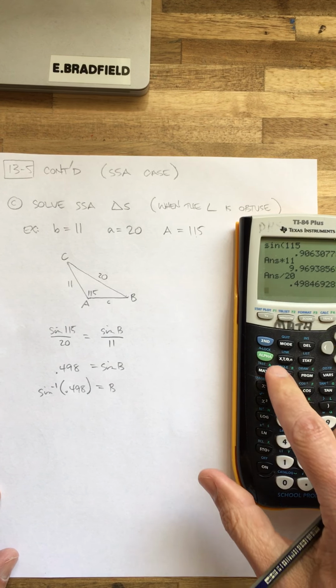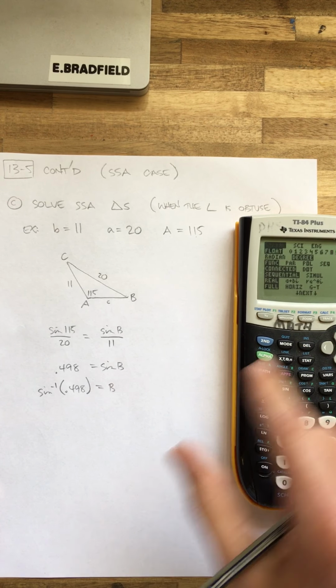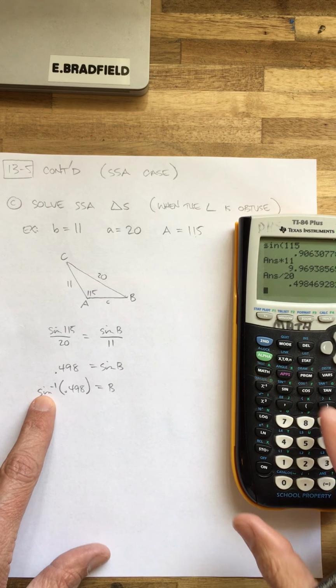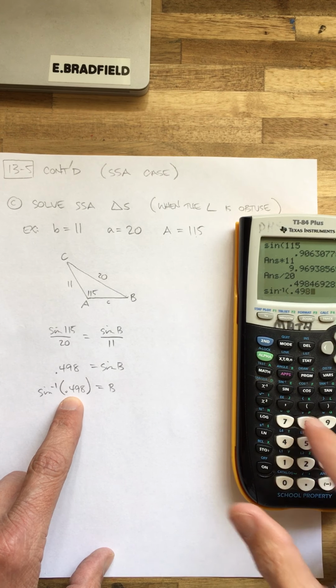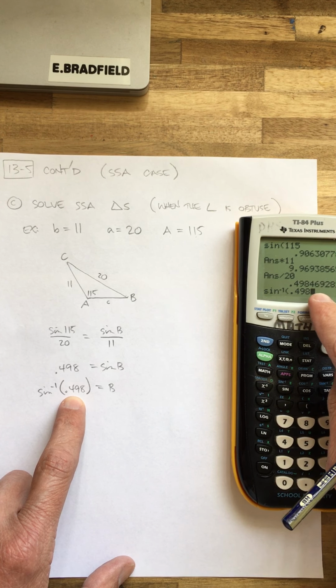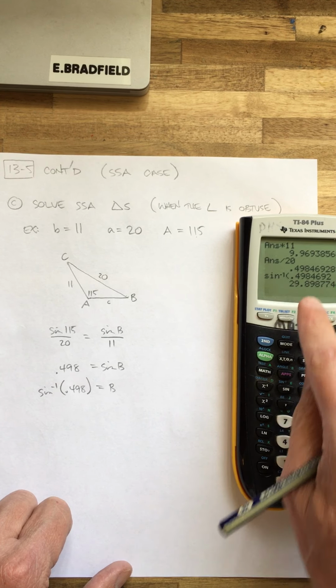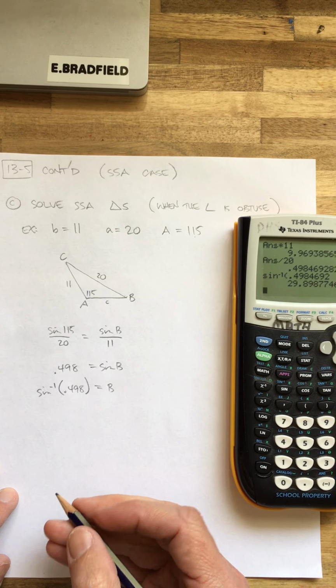First thing though, check your mode. You want to make sure you're in degree mode. We are, okay, so I'll get out of there. So I want the inverse sine of 0.498, and I'll go a little more, 0.498 4692, enter. I get 29.9. Let's just round it to 29.9, okay?